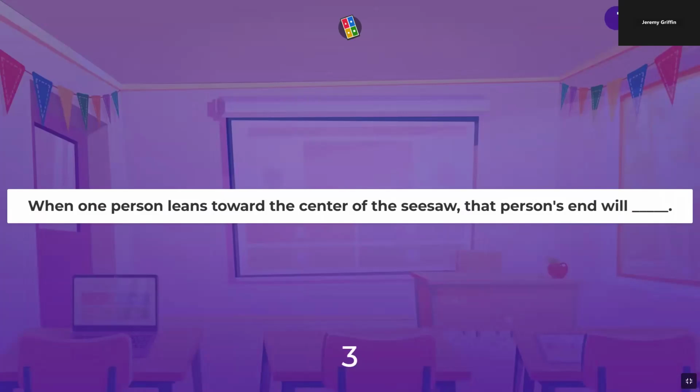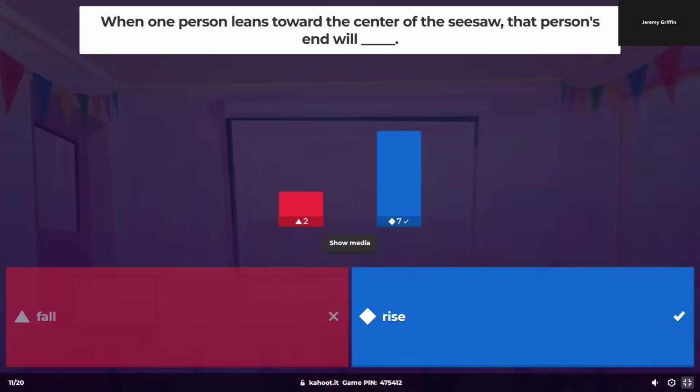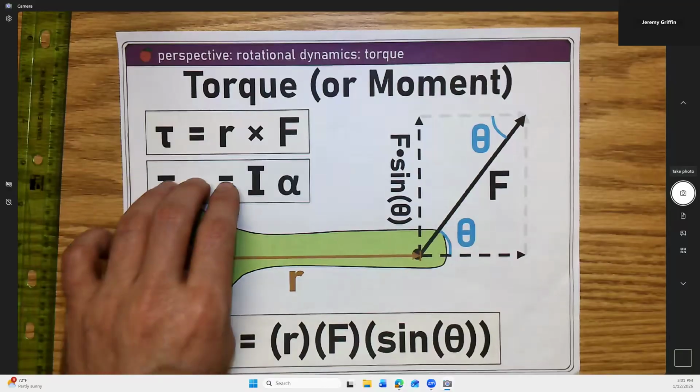One person leans toward the center of a seesaw. Okay, so back to torque questions. That person's end will rise. Most of you got that. You can back it up with this: torque is r cross F.